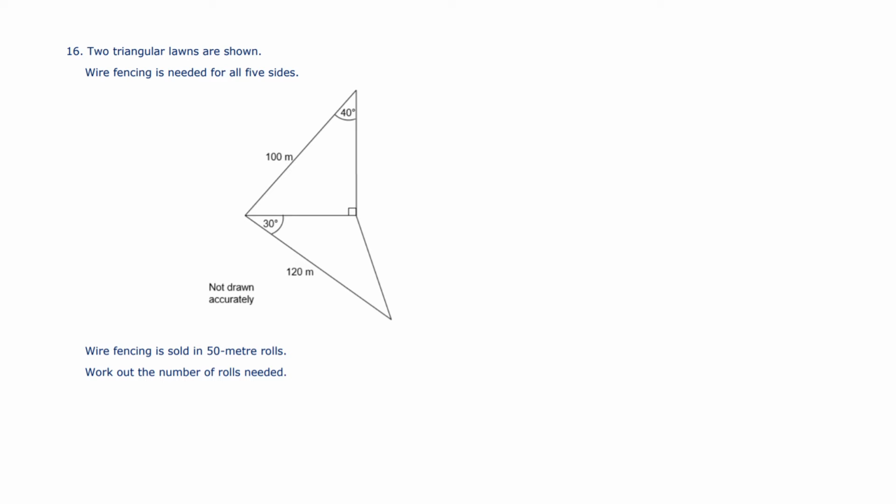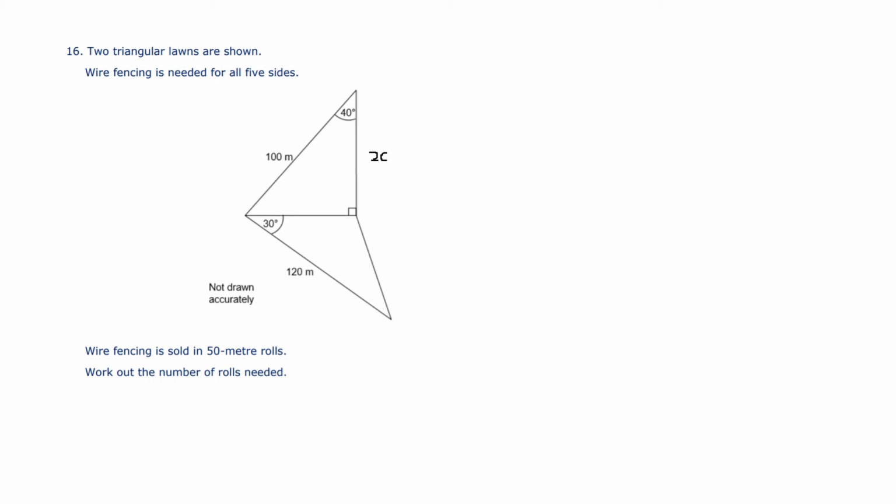So a bit more trigonometry here. So we've got two triangular lawns. Wire fencing is needed for all 5 sides, and we need to work out the number of 50-metre rolls that we need. So we need to find this side initially. So let's call that side X.